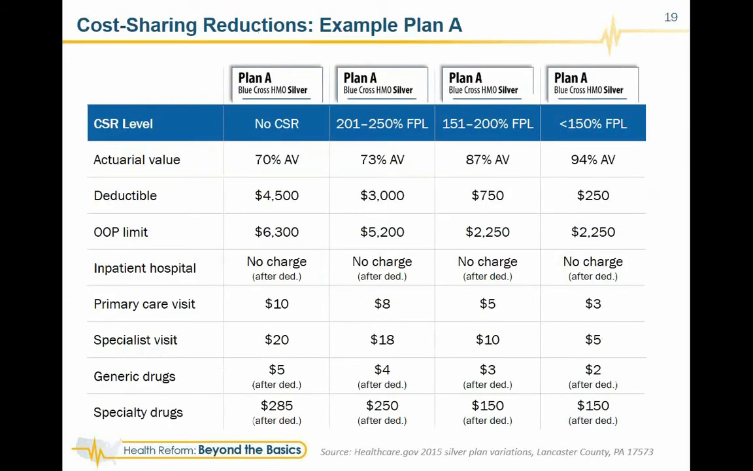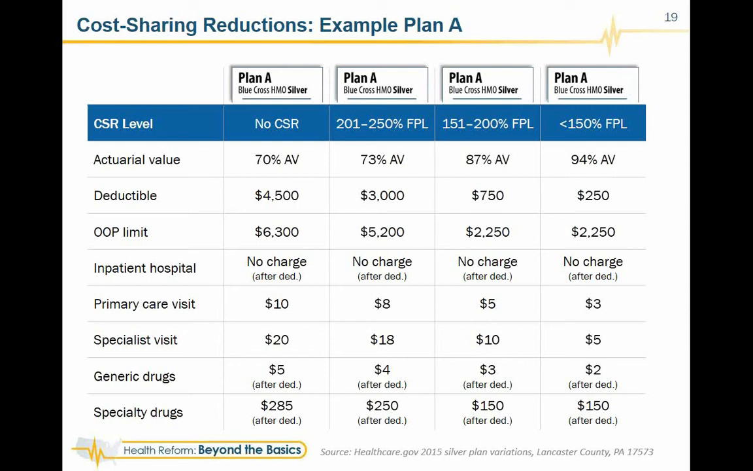And similar to the different cost sharing amounts that we saw with non-CSR plans, you do see some variation between the different cost sharing as you go up the income scale or down the income scale. So this is plan A, this is one silver plan. Without the CSR, you can see that it's a 70% AV plan. It has a $4,500 deductible, a $6,300 out-of-pocket limit, and then a $10, $20 copayment for primary care and specialist visits, and $5 for generic drugs.